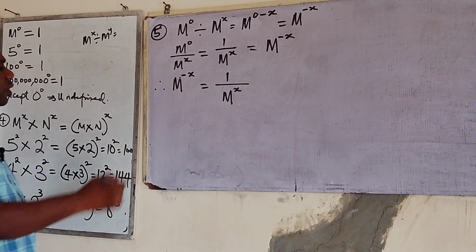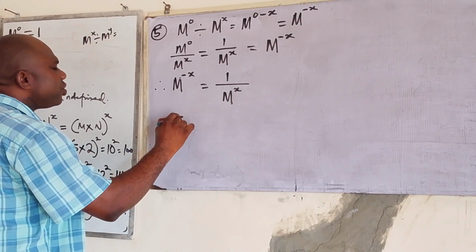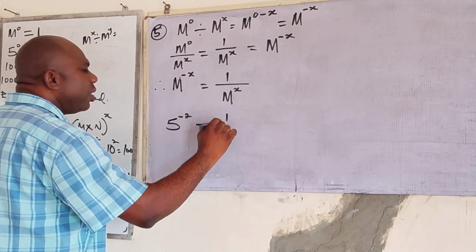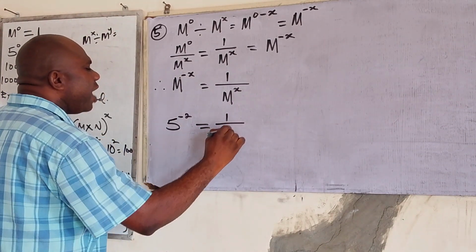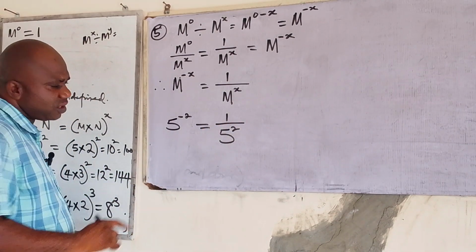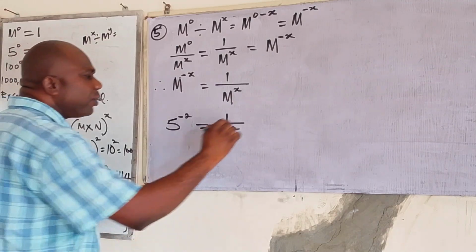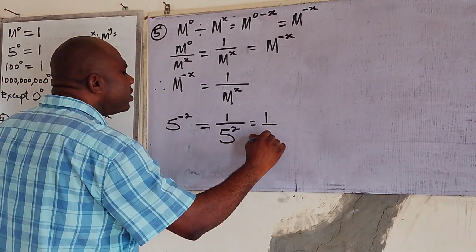Now, example, if you have 5 raised to the power of minus 2, to remove the negative sign, you just have to introduce 1 all over 5 raised to the power of 2. Yes, 5 power minus 2 is the same thing as 1 all over 5 power 2. So that will give us 1 all over 25.